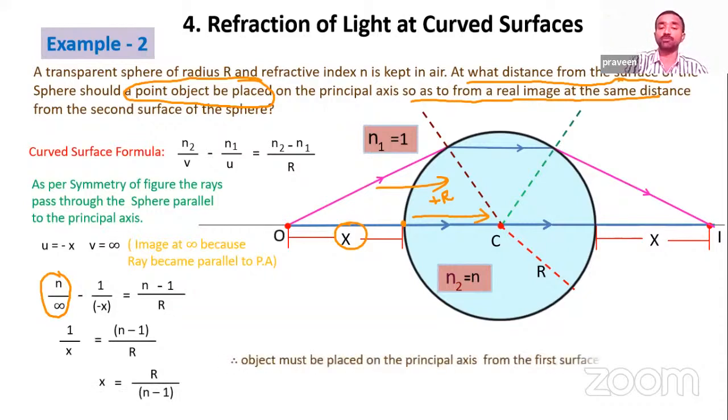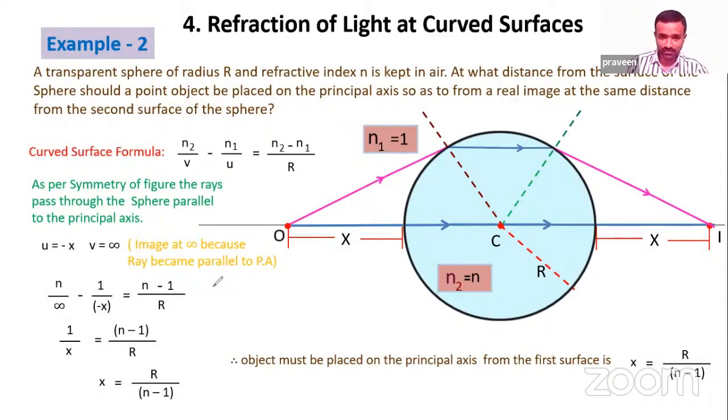So here the object must be placed on the principal axis from the first surface at a distance X equal to R by N minus 1. You will find this solution by using the second surface also. Simple. According to the second surface, let us substitute values here. Object distance U is equal to infinity and image distance V is equal to plus X.